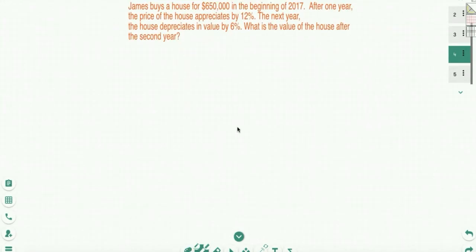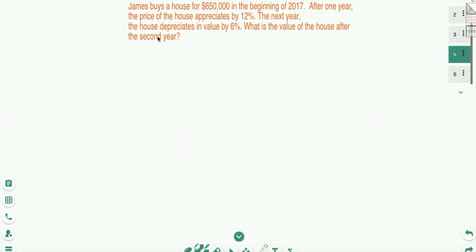A little bit harder this time. James buys a house for $650,000 in the beginning of 2017. After 1 year, the price of the house appreciates by 12%. The next year, the house depreciates in value by 6%. What is the value of the house after the second year?